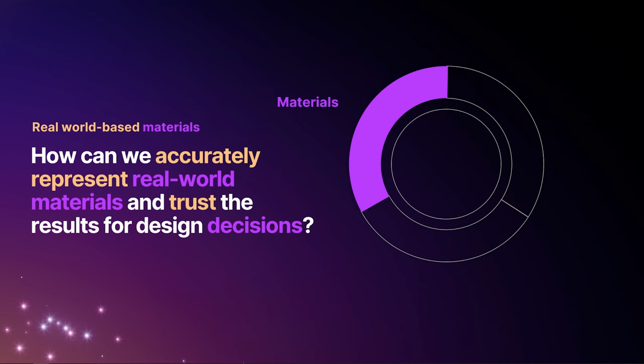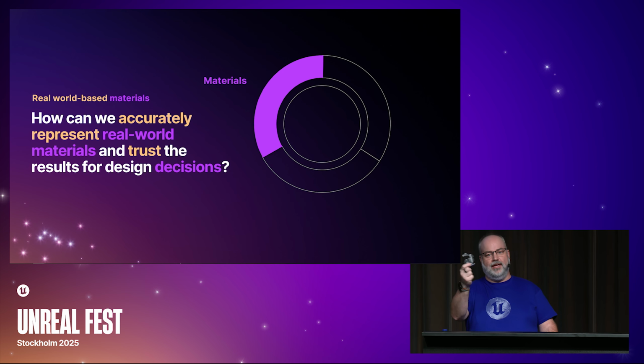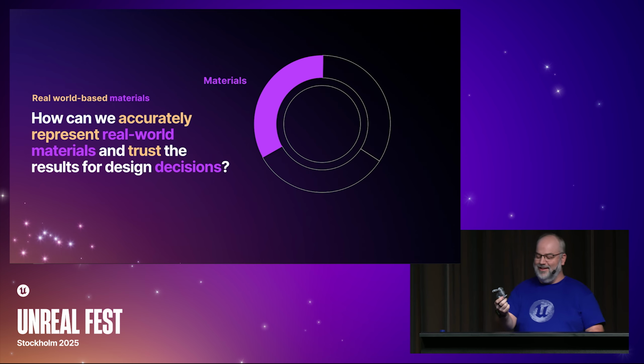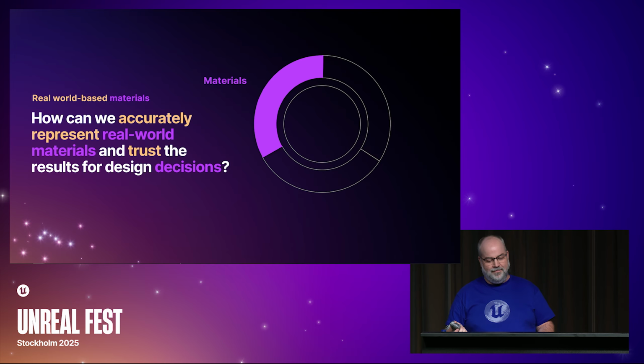So one of the things that we want to really start with is our materials pipeline. And we need to know that we can accurately represent real-world materials in Unreal, because that's kind of the thing that we're looking at, right? The thing that we're looking at has to be right, or else I can't get everything else in line.